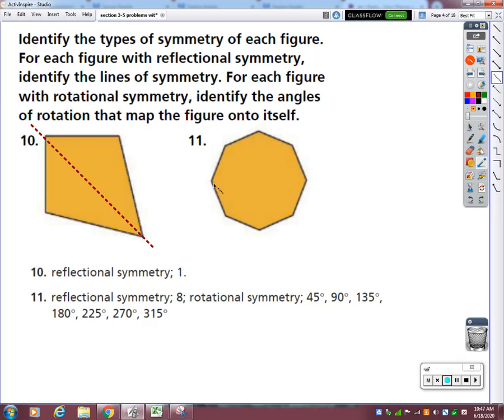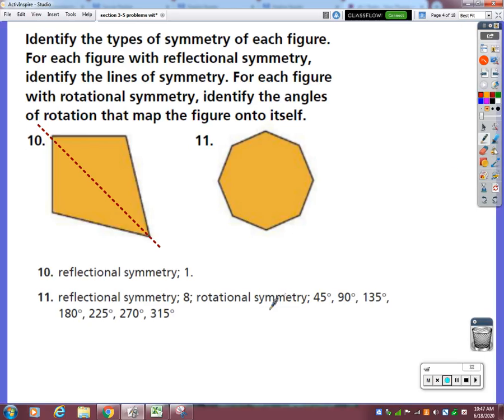The next one, I believe, is a regular octagon. So just like we talked about with the hexagon, it's going to have 8 lines of symmetry. And then to figure out the angles, since there's 8 lines of symmetry and there's 360 degrees all the way around, if I go 360 divided by 8, that means that my smallest one is going to be 45, and then I just keep adding 45 each time until I get up to 360, which I can't use.